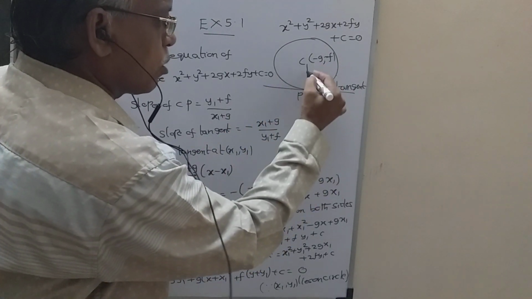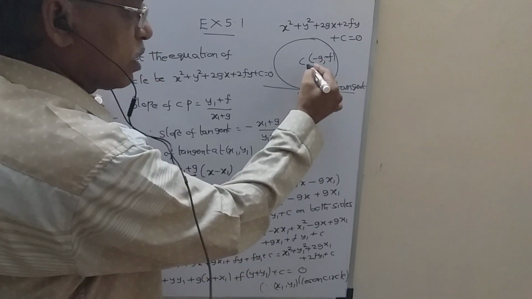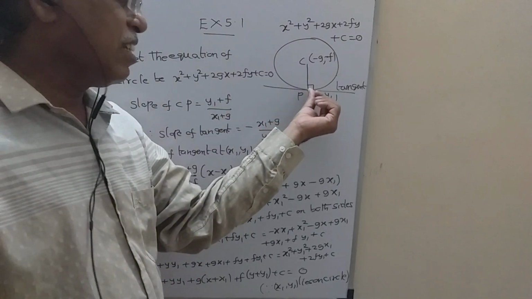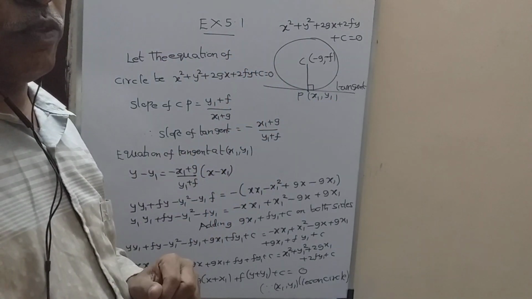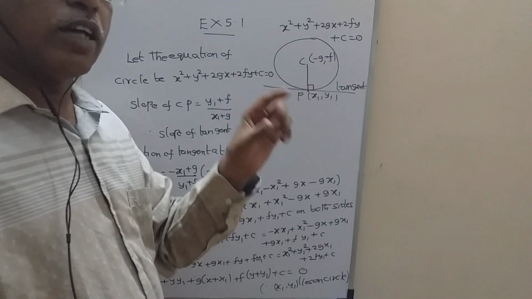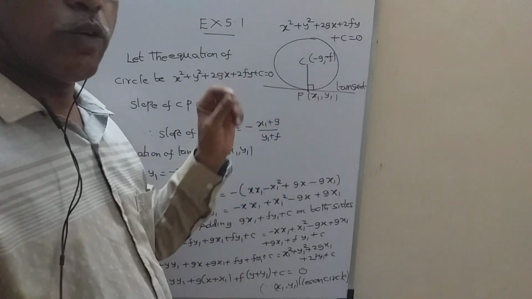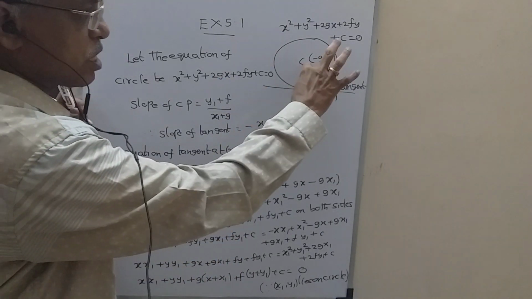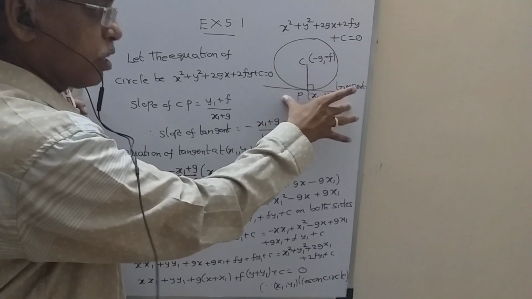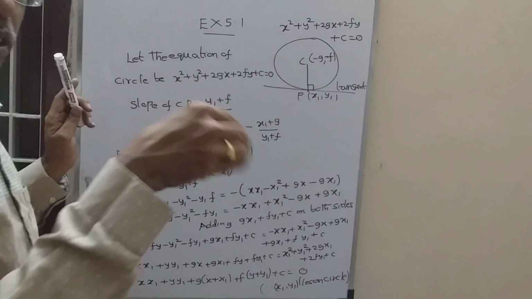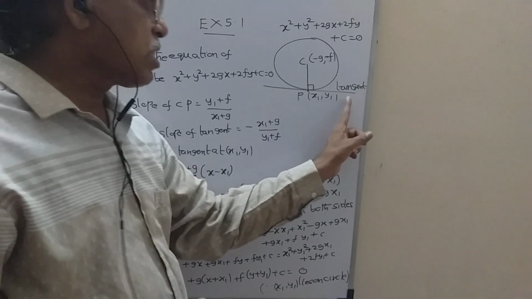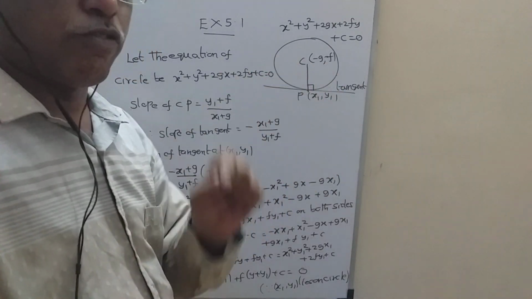If you closely observe, this tangent line is perpendicular to this CP, that is the line joining the center and the point of contact. Point of contact means where the tangent touches the circle, at the point x1 comma y1. So, this CP is perpendicular to the tangent, or the tangent is perpendicular to the radius at any point. That's what I told in the previous classes also. So, by using that concept, you can find the equation of this tangent by using slope point form.